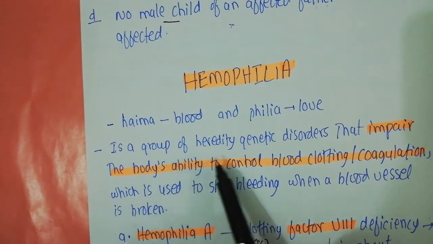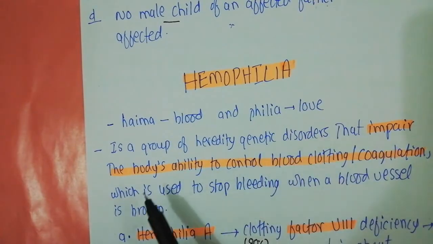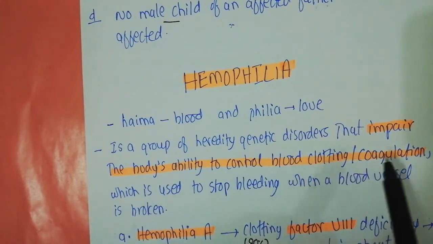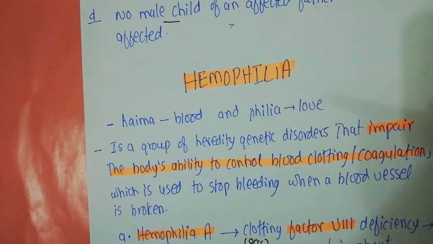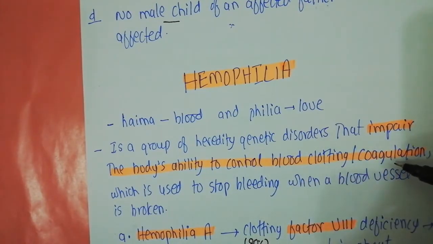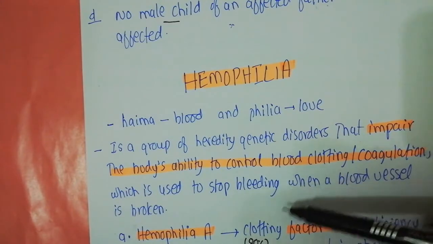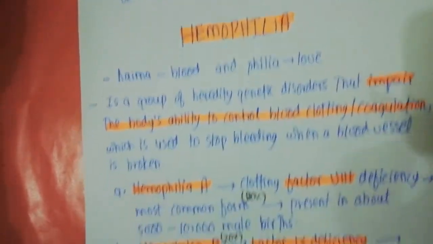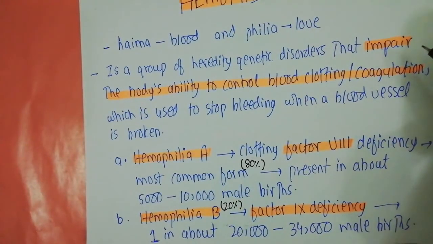Hemophilia is a group of hereditary genetic disorders that impairs the body's ability to control blood clotting or coagulation. When there is a cut on the blood vessel, the normal body is going to make blood clots, and that blood clot is going to stop the bleeding. But in hemophilia, this clotting or coagulation is impaired. That means the bleeding will continue for a longer period of time. So in hemophilic patients, the body's blood clotting or coagulation system is impaired.